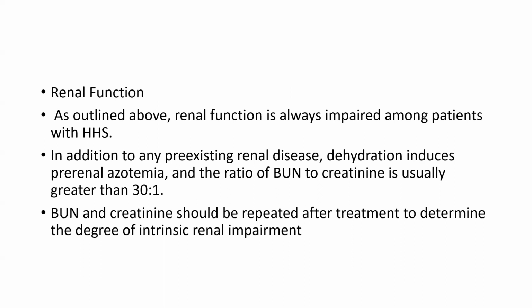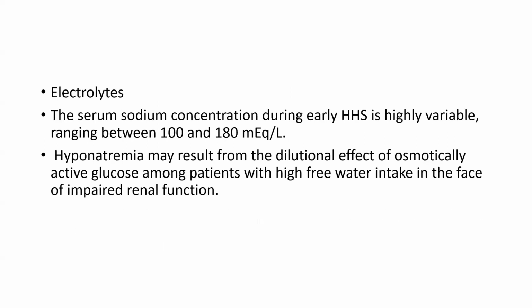Now regarding renal function, as outlined above, renal function is always impaired among patients with HHS. In addition to the pre-existing renal disease, the dehydration induces prerenal azotemia, and the ratio of BUN to creatinine is usually greater than 13:1. BUN and creatinine should be rechecked after treatment to determine the degree of intrinsic renal impairment.